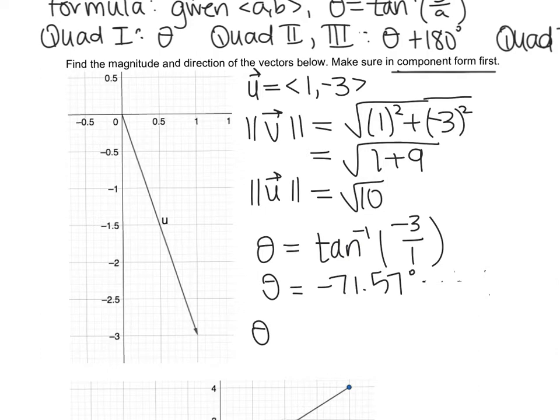So in order to get theta, we're going to do negative 71.57, and we're going to add 360. So theta is actually going to be 288.43 degrees.